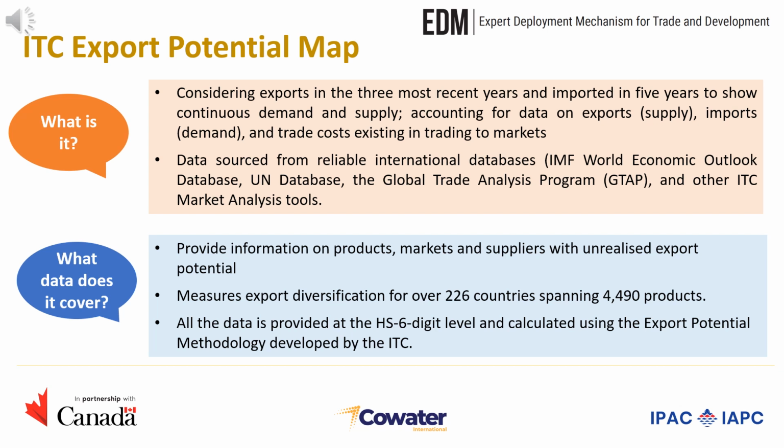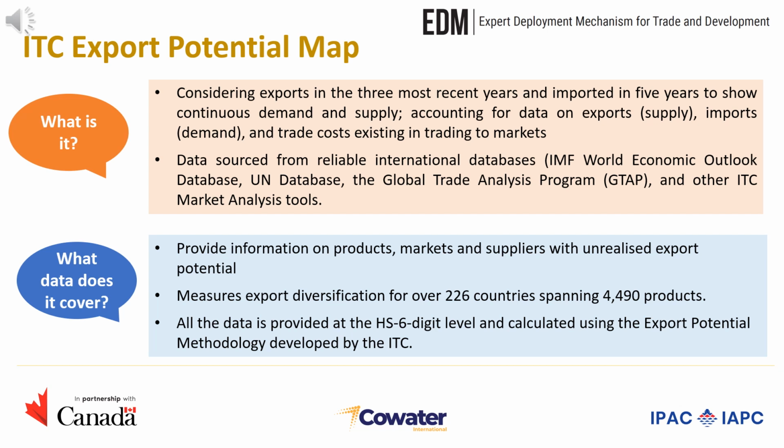The Export Potential Map measures export diversification for over 226 countries and territories spanning 4,490 products. Export potential takes into account elements such as the exporting country's performance in the export of products, demand for the products from the importer, and trade costs existing in trading to markets. All the data is provided at the HS6 digit level, calculated using the export potential methodology developed by the ITC.